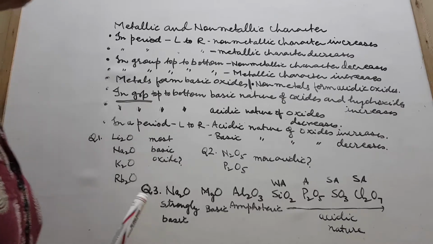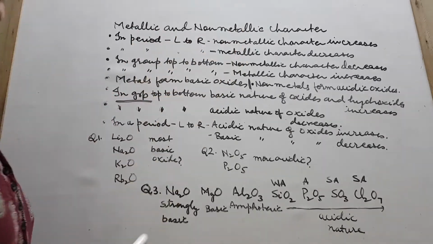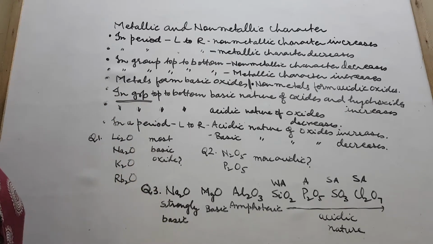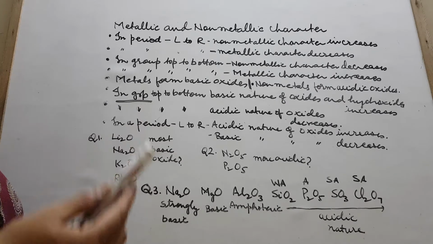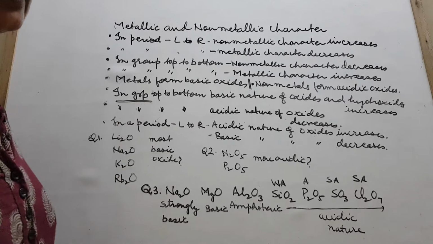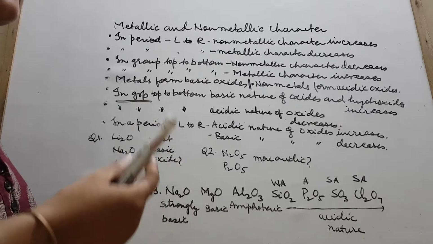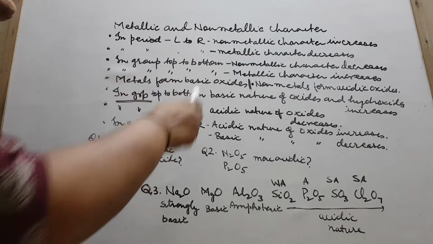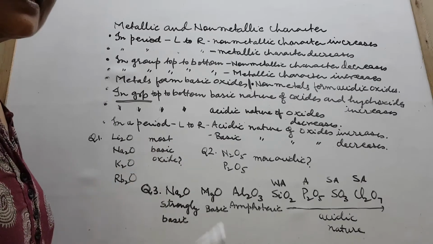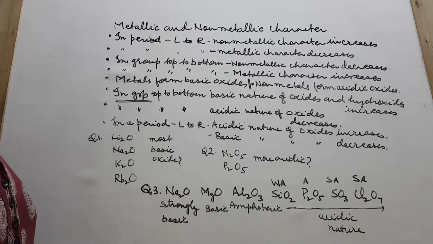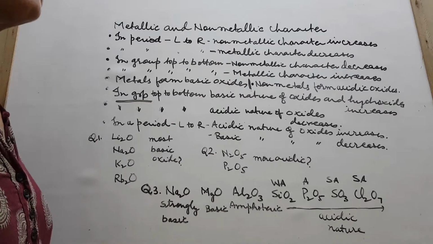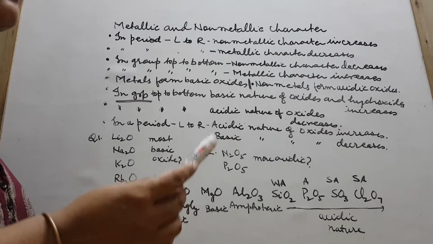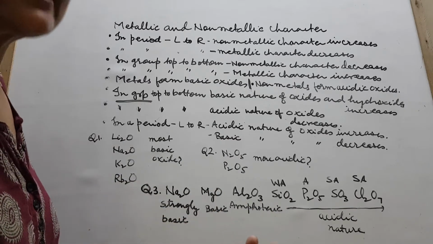Now children, in this video we will study the metallic and non-metallic character. Metallic character means the characters shown by metals. Now what are metals? Electropositive elements are called metals. Means, in a way, electropositivity is metallic character. Similarly, non-metallic character means the characters shown by non-metals. What are non-metals? Non-metals are the elements which are electronegative in nature. Right? So in a way you can say electronegativity.